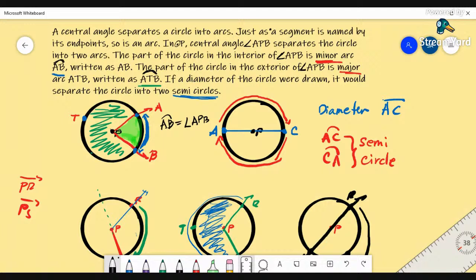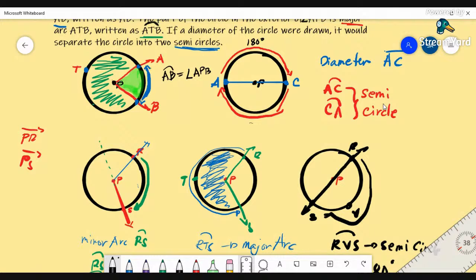It says, if a diameter of a circle were drawn, it would separate the circle into two semicircles. Imagine this is a pizza pie; if we cut it in half, you'll have a semicircle, not a full circle. Ideally, a semicircle measures 180 degrees, and a full circle measures 360 degrees. So we have semicircle AC and semicircle CA. Our diameter here is diameter AC, from point A to C. Point A and point P, the center, is your radius. We have two radii here, and when you combine the two radii that are aligned, that is the diameter.